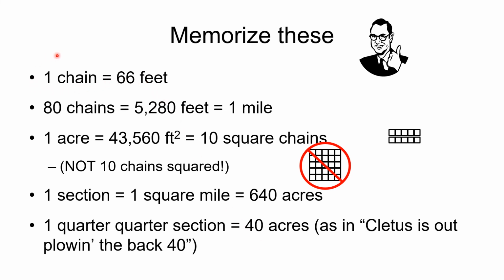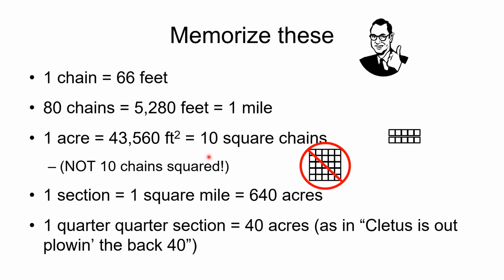One chain. A chain is actually a surveyor's instrument. It's a metal chain that was used to measure distance, and that is 66 feet. 66 feet seems very arbitrary, and by itself it is arbitrary. But there's method to this madness in that, for instance, 80 chains is exactly 1 mile. Okay, so 80 times 66 is 5,280 feet, which is 1 mile. So that's a nice even unit.